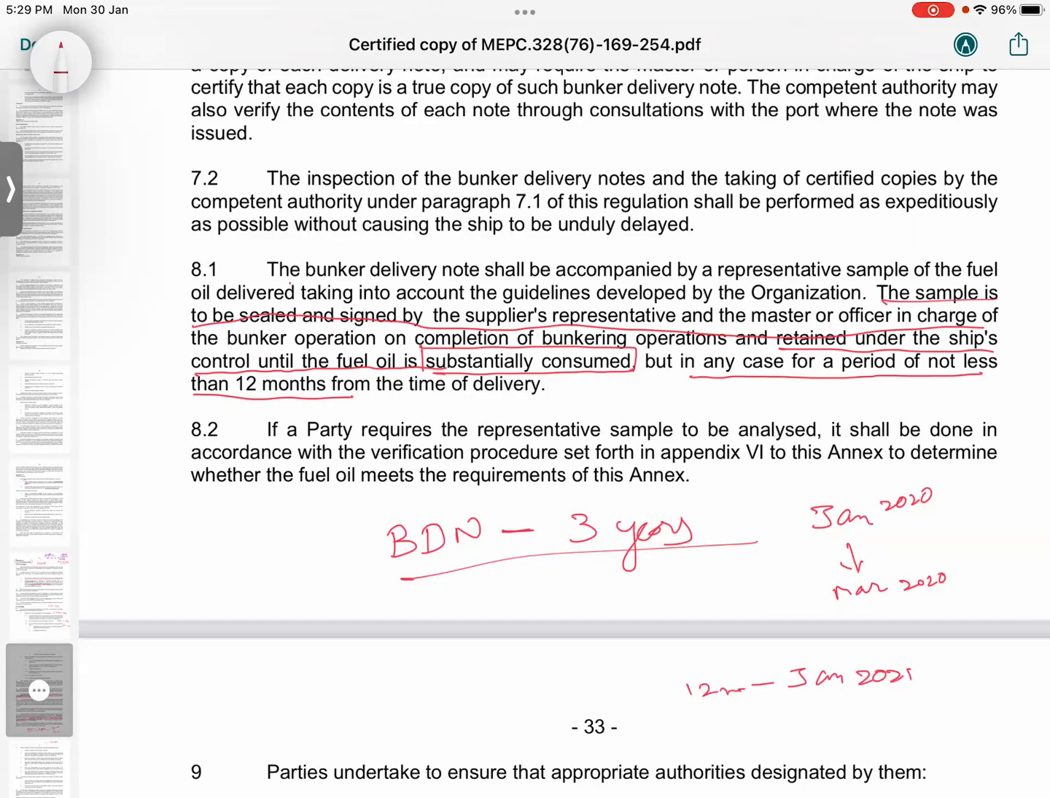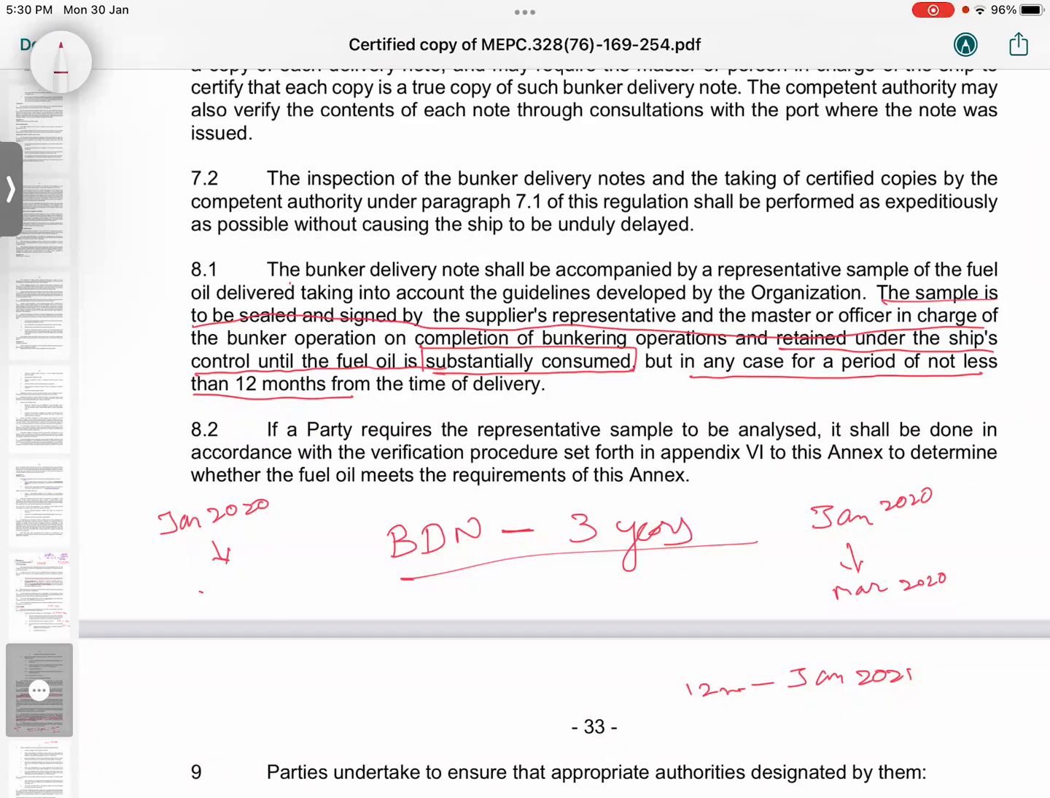Okay. Now you might be thinking that who keeps fuel for more than a year, right? Suppose you took a bunker today, right? Let's say in January 2020 you get a bunker again. Do you understand? Then your ship went for layup. It went for layup for how long? Let's say it went for 2 years.